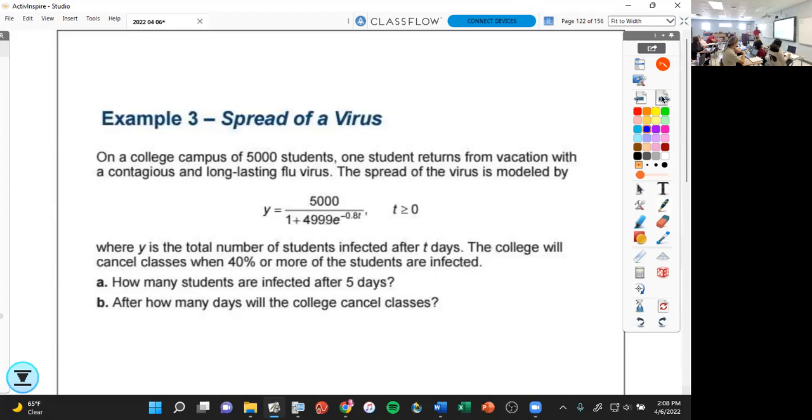Okay. First question, letter A. How many students are infected after 5 days? What do you do? Plug 5 in for T. Perfect. We can do that. Question B. After how many days will the college cancel classes? Do you plug 0.4 in for Y?